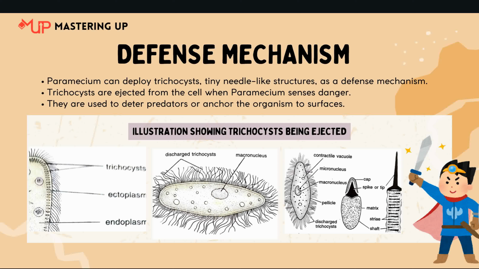And then finally, you can see the structure of trichocyst. You can see a cap. Below that is the spike, and then followed by matrix and shaft. Now, this makes the trichocyst a unique defense mechanism found in a unicellular organism.